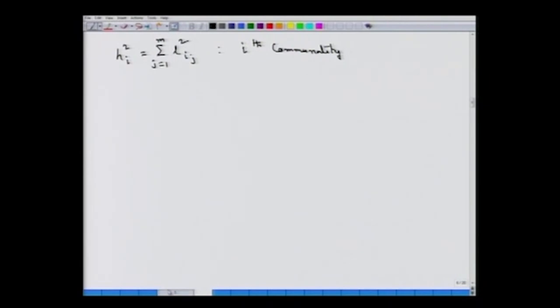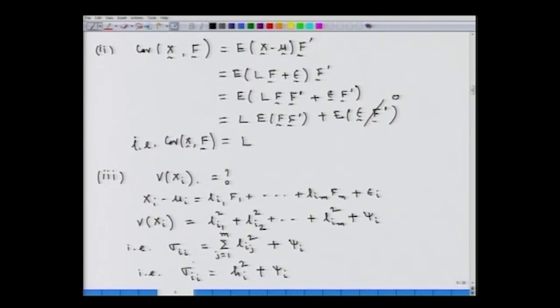Now, what does this ith communality tell us? If we look at this expression here, what is sigma ii? Sigma ii is the variance of xi, and this ith communality, hi square, is this particular sum. So, this is the term which is trying to explain the variability in the xi variable, which is the variance of xi, sigma ii. This is the portion of the variability of xi that is explained by the m common factors in total, because Li1 square is the contribution in hi square coming from the first common factor. Li2 square is the contribution in the ith communality coming from the second factor, and similarly Lim square is the contribution of the mth common factor Fm in the communality hi square.